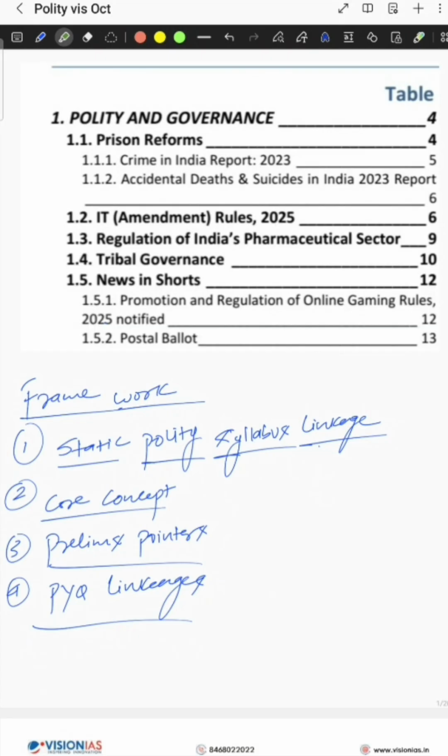Hi everyone. So we are going to study current affairs topics from Vision Magazine of October 2025, Polity section only. We will study the topics based on a certain framework. The framework consists of static polity syllabus linkage, as you have seen that questions in prelims are asked based on current affairs topics, but are static questions. So we need to know the linkages, and we will study the core concepts behind them, the prelims pointers and PYQ linkages. This is what we will be doing in these videos, especially the polity section.